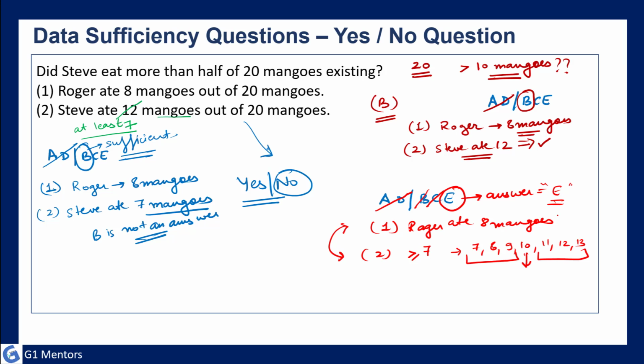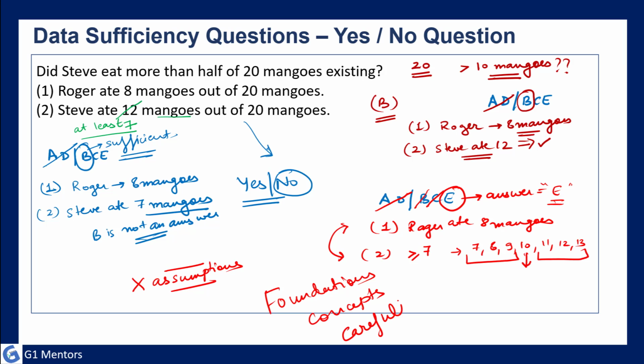In a data sufficiency question, you need to read very carefully and you need to read the answer choices very carefully. Don't make any assumptions. Okay? Don't make any assumptions. Having said that, in data sufficiency your foundations should be strong, your concepts should be fine, and you should read the questions and answer options very carefully, with no assumptions. If you do that, you are through in the test.